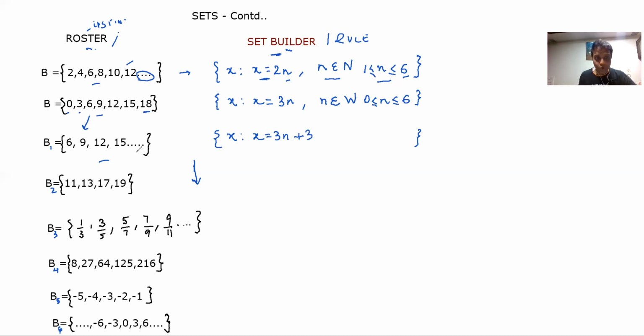And since this is open-ended, this range will not come here. Remember that. What will come? N is the element of natural numbers. Because the moment I put 1, I'll have to start with 1. I get 3 into 1, 3 plus 3, 6, and that is my first number.